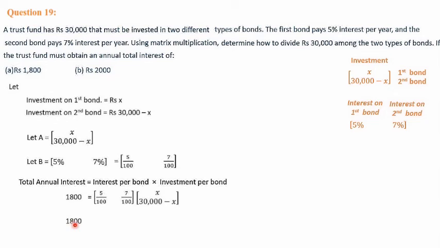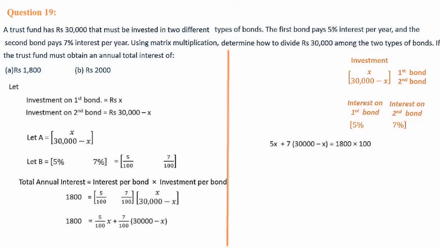So 1,800 is equal to, when we multiply the first row with the first column, we will be getting only one element here. First row, first column means 5 by 100 into X plus 7 by 100 into 30,000 minus X. So this is the multiplication element. Even though it is in matrix format, we can consider it as a single element because these two are equal, which means their corresponding elements will be equal. Based on that we can take this statement. Matrix symbol we can avoid here.